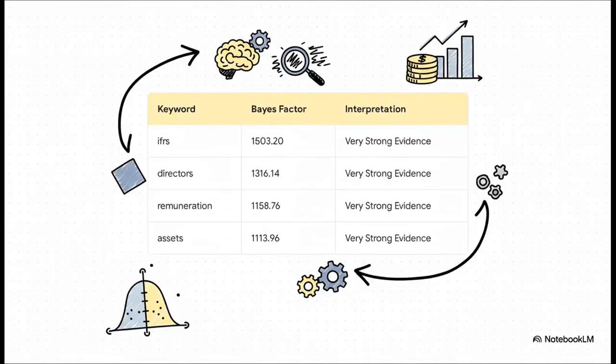And this is what it looks like when you put it to work. Instead of just getting a simple word count, the analysis gives you this number called a Bayes factor. Just think of it as a score for the strength of the evidence. It tells you how certain you can be that a word is truly key to this text.